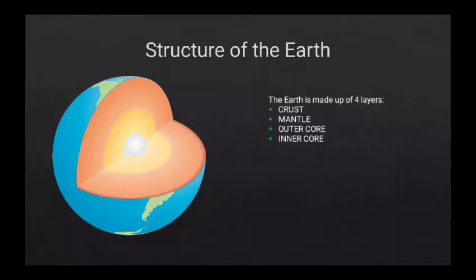So, this is the Earth. And let's define kung saan nga ba makikita ang crust, mantle, outer core, at inner core. So, the crust, the second layer is the mantle, the third layer is the outer core, and the last layer of the earth, or the inner layer of the earth, is the inner core.